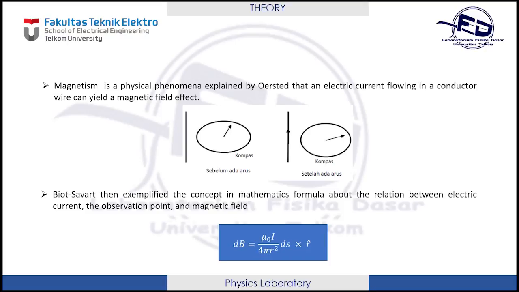Magnetism is a physical phenomenon explained by Ørsted, that an electric current flowing in a conductor wire can yield a magnetic field effect. As you can see from the picture, the vertical line represents the wire, and right next to the wire is a compass. When an electric current is flowing through the wire, the compass needle moves as the effect of the magnetic field produced from the wire. Biot-Savart then exemplified the concept in a mathematical formula about the relation between electric current, the observation point, and magnetic field.